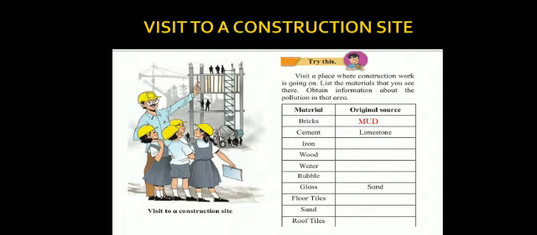The original source of cement is limestone. The original source of iron is hematite. The original source of wood is tree. Water is rain. Rubble is broken stones. Glass is made from sand. The floor tiles are made from ceramic. The sand which we get comes from rocks, and the roof tiles are made from terracotta.